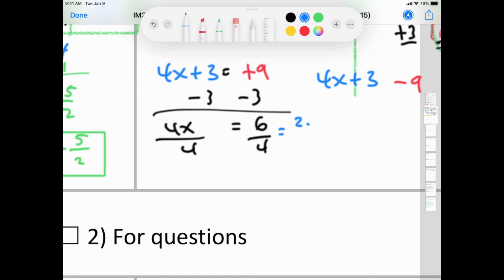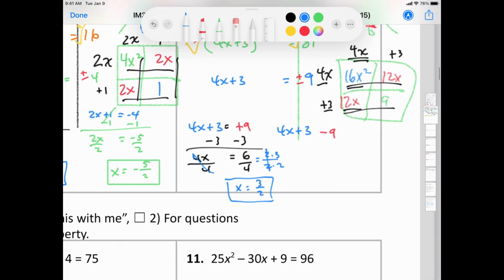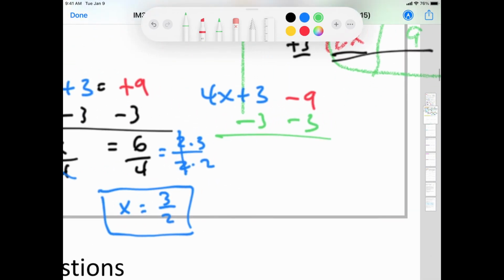You're going to have 2 times 3, 2 times 2. So x equals 3 halves. Does that make sense? You would not leave it 6/4, you would leave it 3 halves. This side, do the same thing. 4x equals negative 12. X equals negative 3.